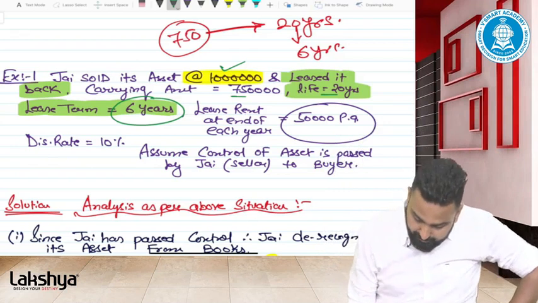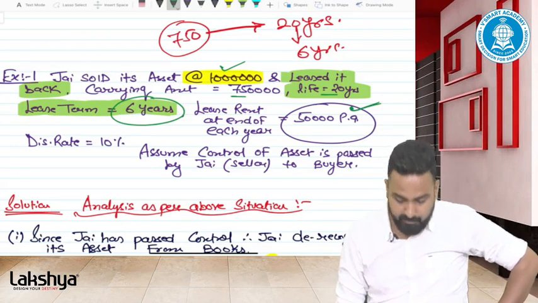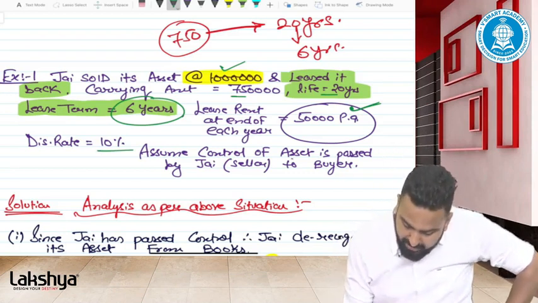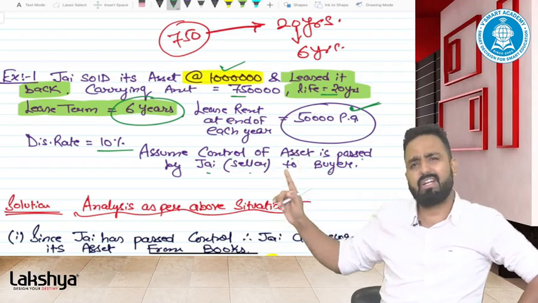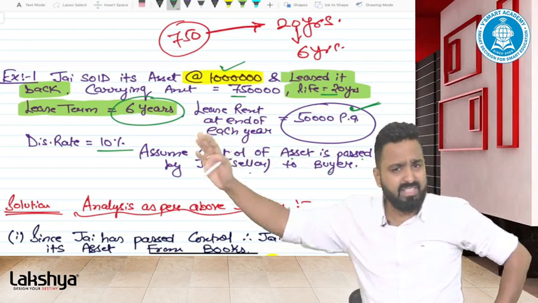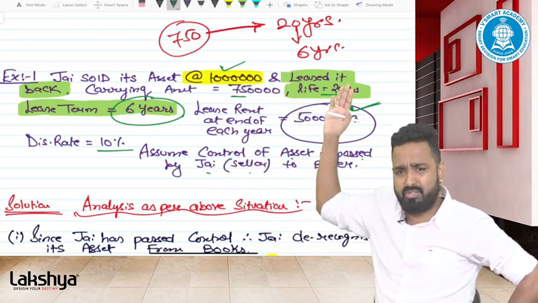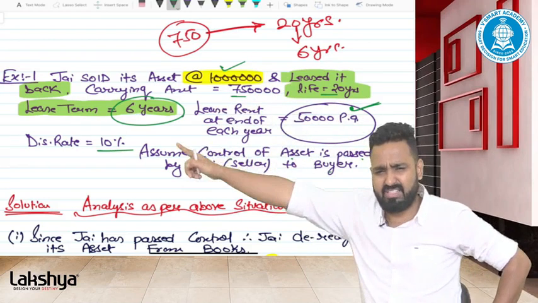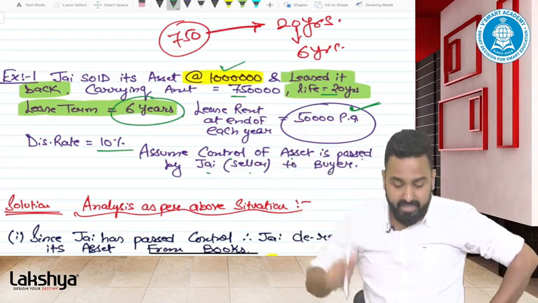So, lease rent at the end of each year is 50,000 per annum. Discount rate is 6%. Assume control of the asset is passed by Jay, the seller, to the buyer. It is also written that control is passed on. Suppose this line would not have been there, then also we should assume that control is passed on, because considering the life of the asset and the lease term, it is seen that it is an operating lease.